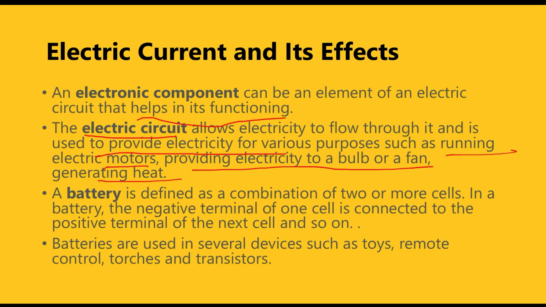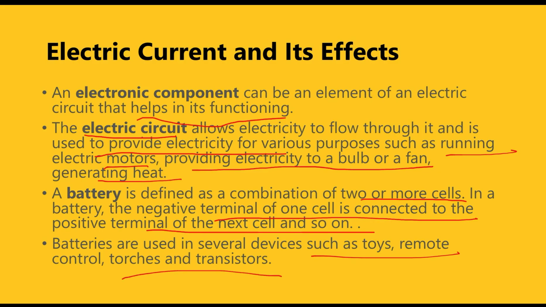While a battery is defined as a combination of two or more cells, in a battery the negative terminal of one cell is connected to the positive terminal of the next cell and so on. So batteries are used in several devices such as toys, remote controls, torches and transistors.